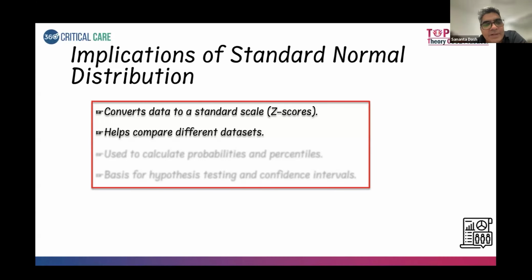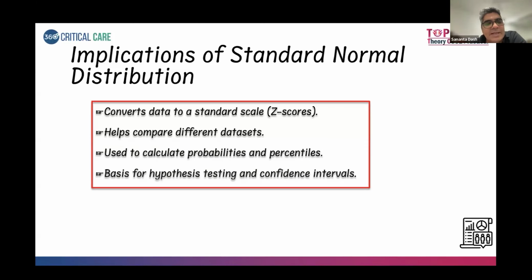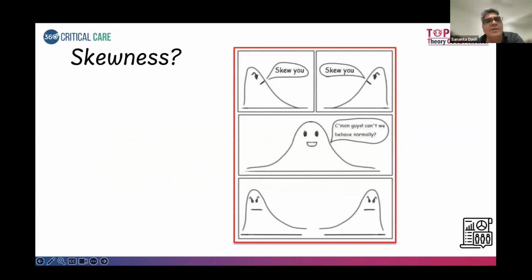We talked about that: comparing different data sets, calculating probabilities and percentiles, and it forms the basis of hypothesis testing and confidence intervals. So when you say you are going to do this trial, which has been done in a smaller center, which showed this mean with normally distributed data and a standard deviation of this much, all these parameters can be used to calculate the sample size. So in that way, it helps if the data is normally distributed.